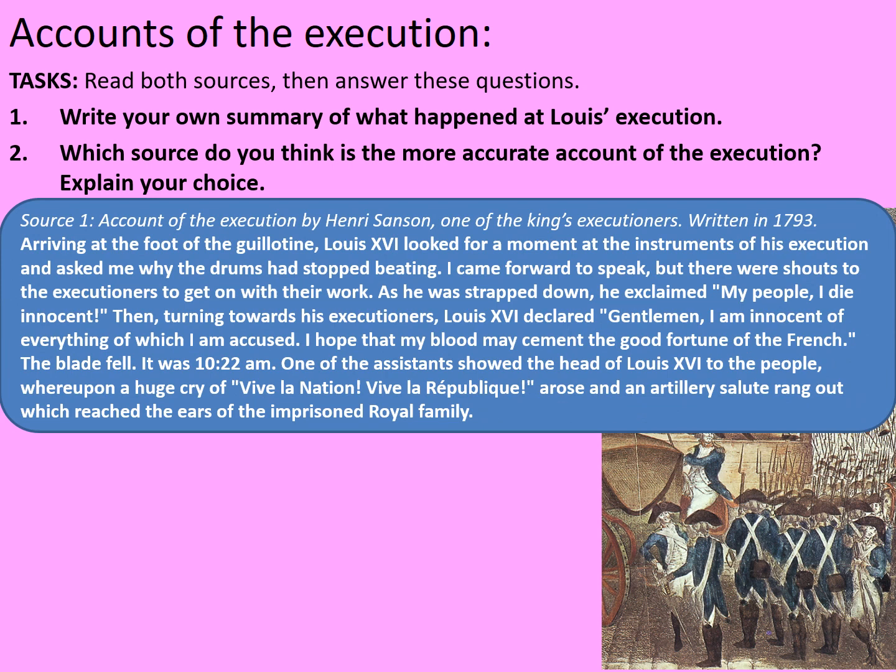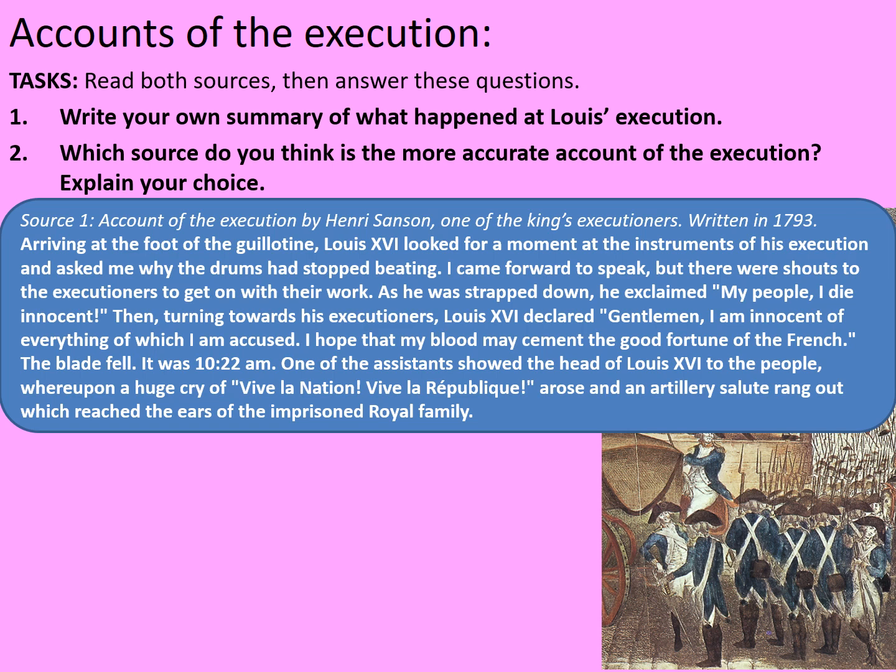So let's have a look at source number 1. If you're struggling to read this, it's always worth bearing in mind that you can play this full screen and select the high definition option so that it's as sharp and as clear as possible. This is an account of the execution by Henri Sanson, one of the king's executioners. It was written in 1793.